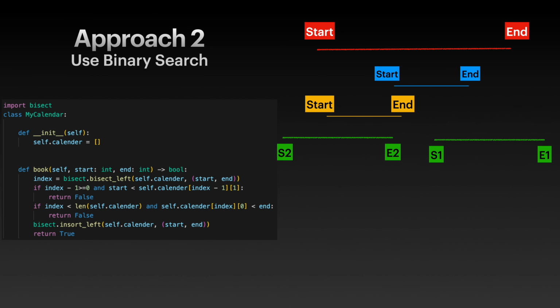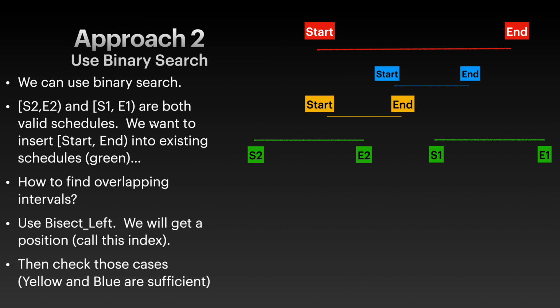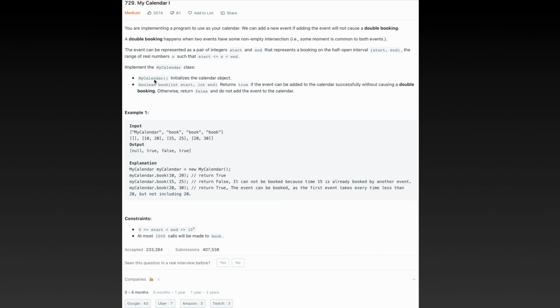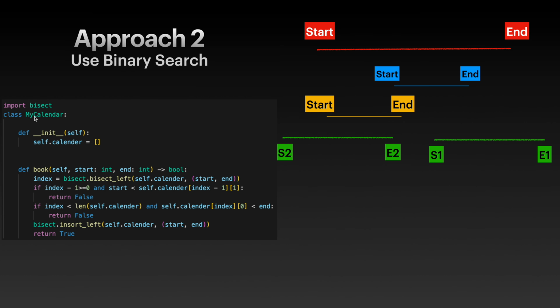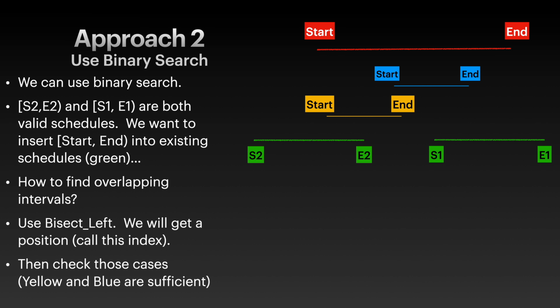If you look at my second approach, I just didn't use sorted containers for Python. So anyway, approach 2 is pretty much the same thing. Suppose we have more than two schedules in our calendar, and those are not overlapping.